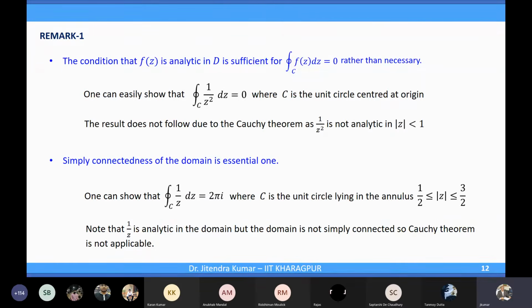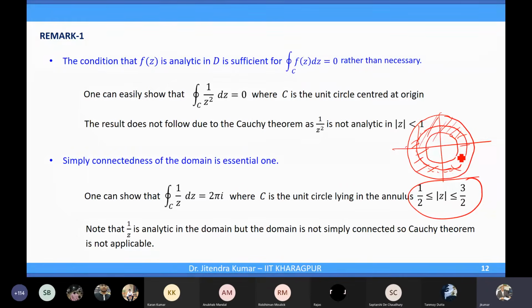So what is C here? Let me just draw this. It's an annulus. So here you have the half radius circle, and then the 3/2 radius circle, and our domain is this one. And C is the unit circle lying somewhere in this, because it's a unit circle, so it will lie somewhere in between, right? So in this domain, 1 over z is analytic. There is no problem. C is closed. There is no problem. But the value is not 0.